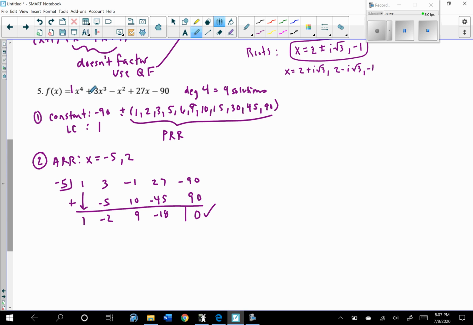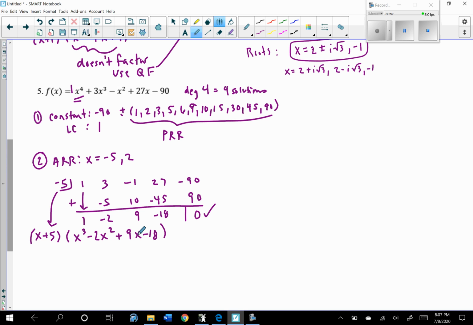Often I find students plug the equation incorrectly into the calculator a lot of the time, or they did synthetic division incorrectly. So now we can write the factors. This is x plus 5, and then if this is degree 4, that means we start off with degree 3 here. So x cubed minus 2x squared plus 9x minus 18.